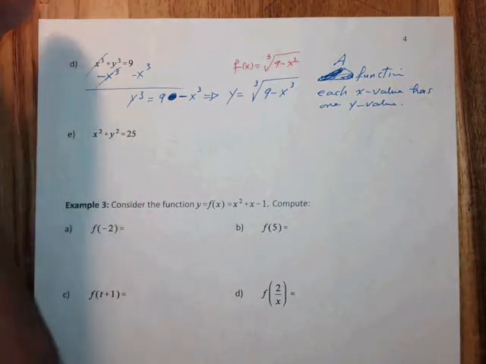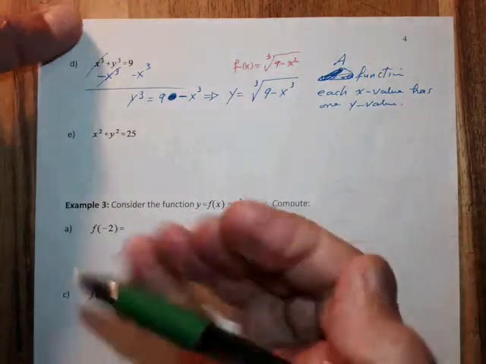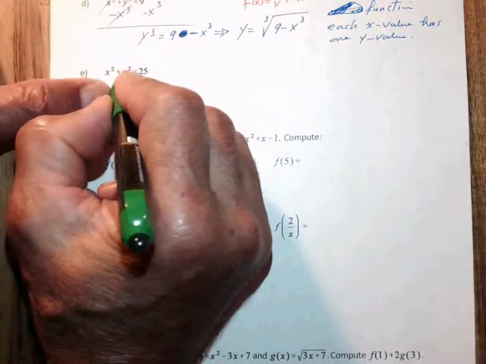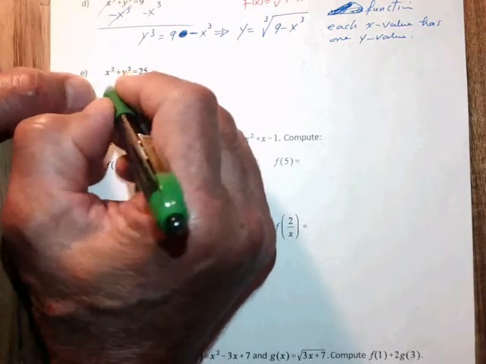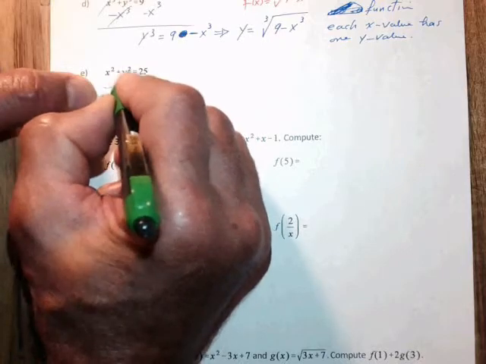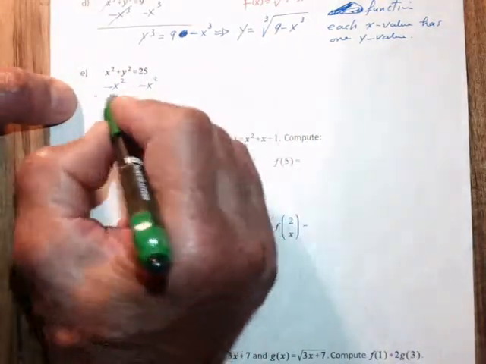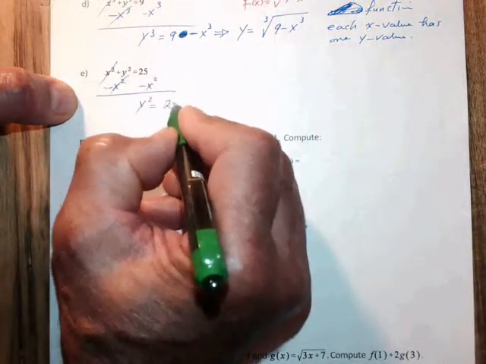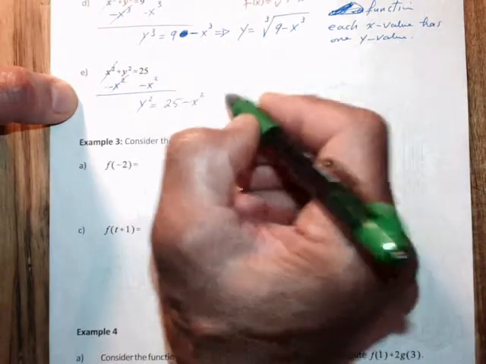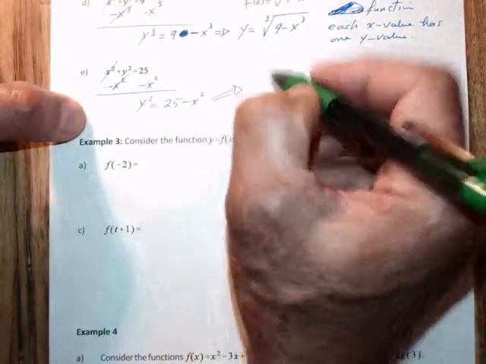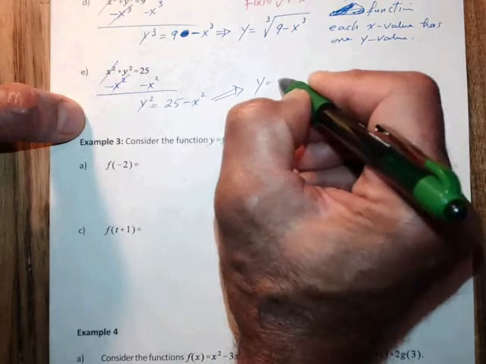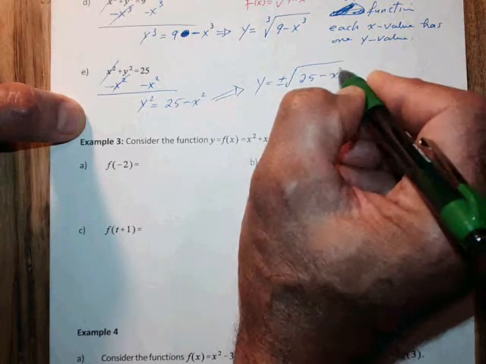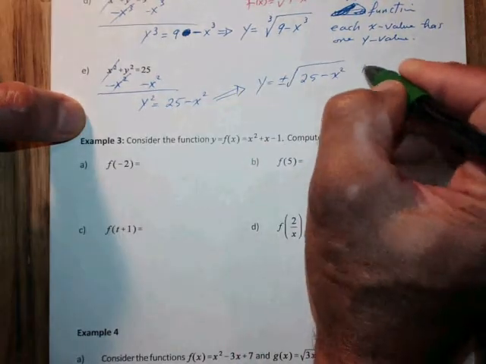Next example, we have x squared plus y squared equals 25. As usual, we have to isolate y squared first and then take the square root. So I subtract x squared from both sides. They cancel out, and I get y squared equal to 25 minus x squared. Now I have to take the square root. If I take the square root, I get y equal to plus and minus the square root of 25 minus x squared. So I have two formulas.